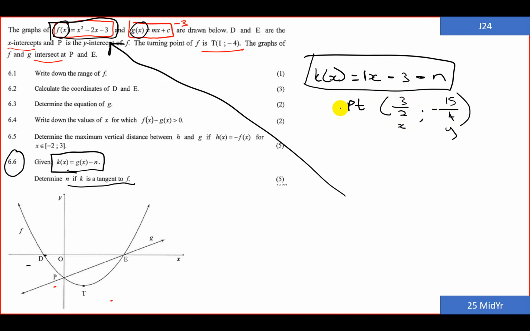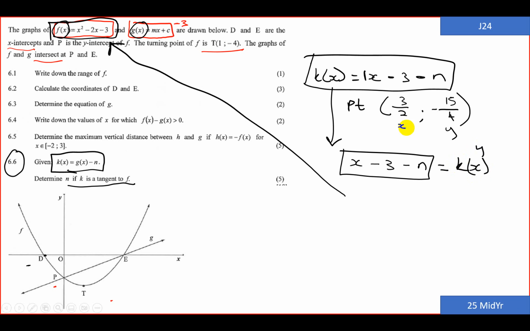Now we know that the equation of k of x is x minus 3 minus n. All right, x minus 3 minus n, as I was writing, is actually equal to k of x. Now I just want to put the y on that side. Remember that your k of x represents y. So all we're going to do is sub that point because it's on the k of x graph. The x value is 3 over 2 minus 3 minus n, and the y value is minus 15 over 4. And then we're going to solve for this.